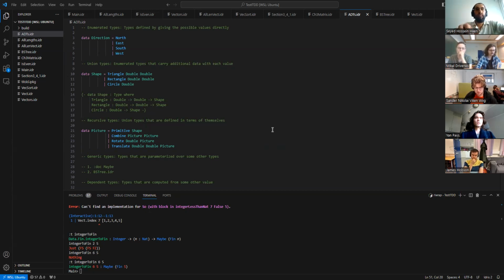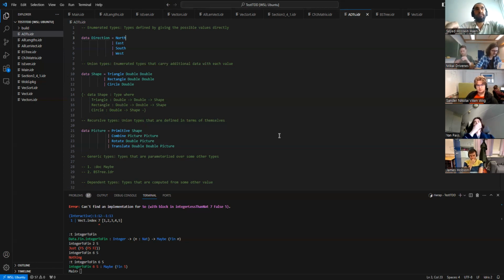So the book presents 5 classes of data types. It gives them names. The first of them being enumerated types, and the definition is this: types defined by giving the possible values directly. An example of that is here. The set of possible directions, the 4 possible ones: north, east, south, west. This is a data type with 4 values only, provided directly.